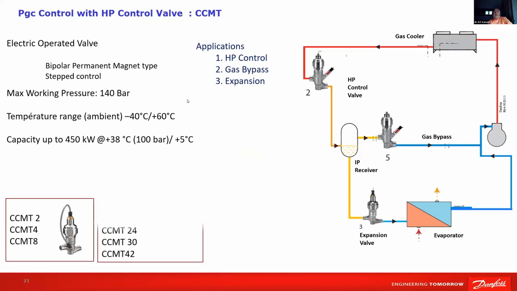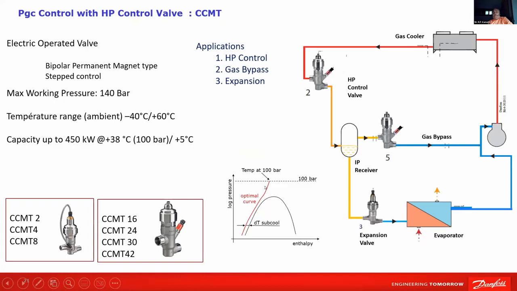Now, when you don't have an ejector, how do you control? You still need to follow the optimal curve. So this is achieved using this HP control valve. I have combined a lot of things into the same slide to save time. Now this valve is called CCMT. Primarily, I am explaining how we control the gas cooler pressure using the controller with this CCMT. Parallelly, CCMT can also be used for gas bypass or as an expansion valve in the evaporator. We have this many models.